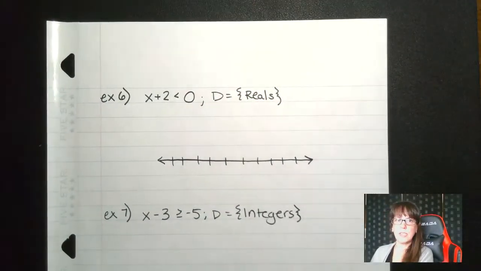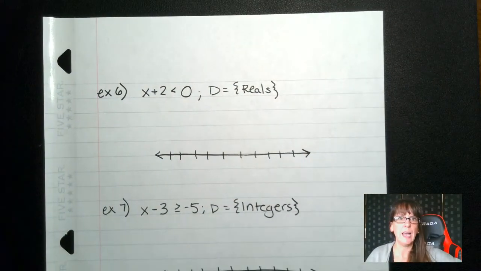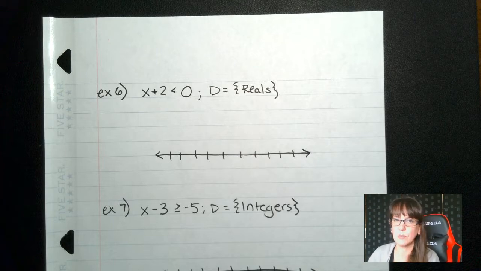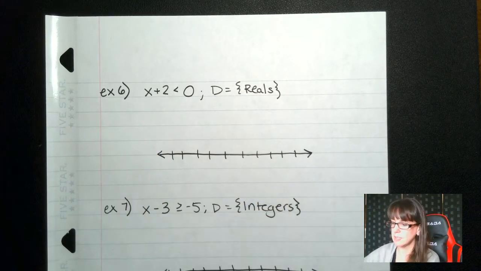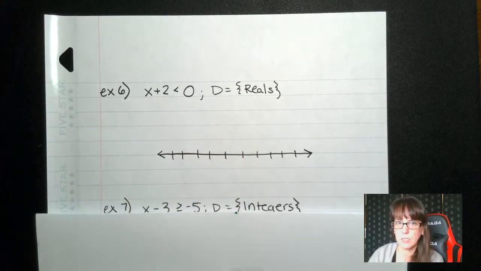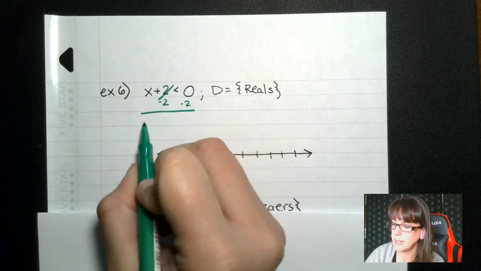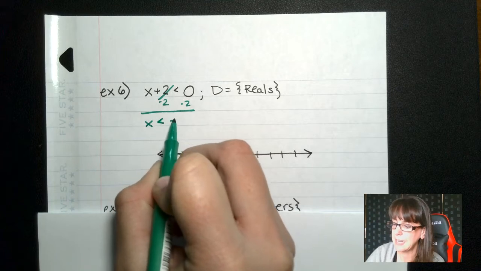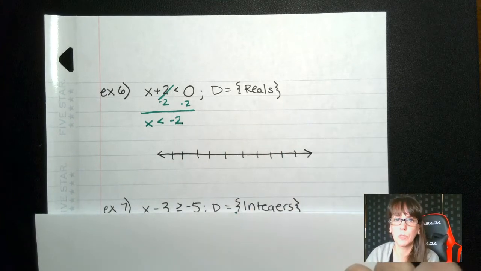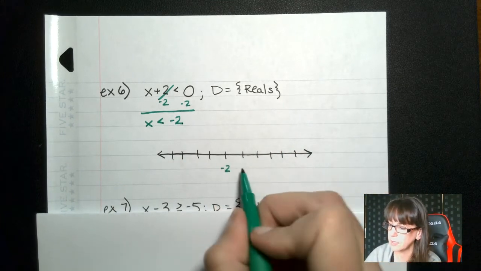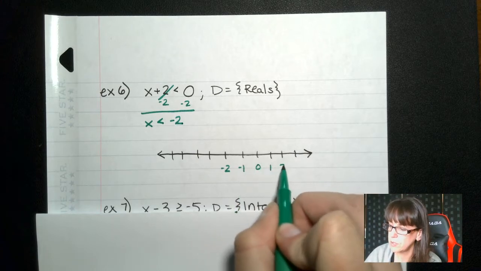All right, so for example number 6, we have x plus 2 is less than 0. So the way that we want to deal with this is we want to solve for this first. So we're going to subtract 2 from both sides, we get x is less than -2, and we want all real numbers. So put -2 here in the middle, -1, 0, 1, 2, and 3.